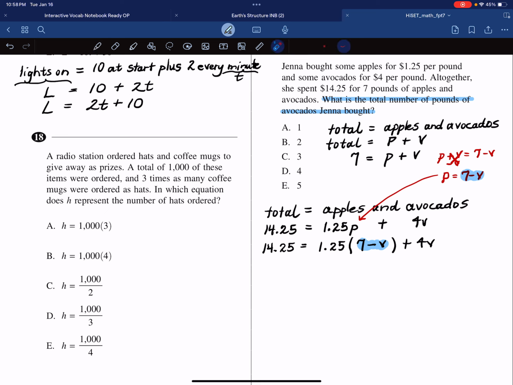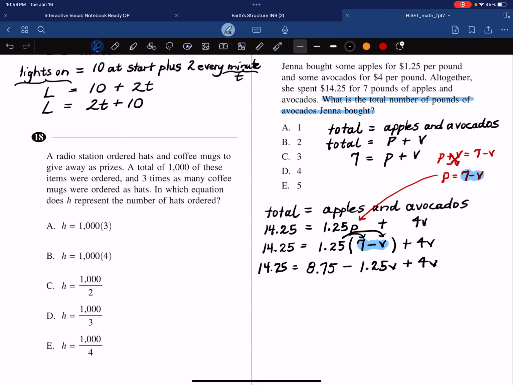This is where I want everything in terms of V. All right, so I'll have to distribute. I get $1.25 times 7. Let me get my calculator out here. That is $8.75. And then negative 1.25 V plus 4V, and that's all equal to this dollar amount.